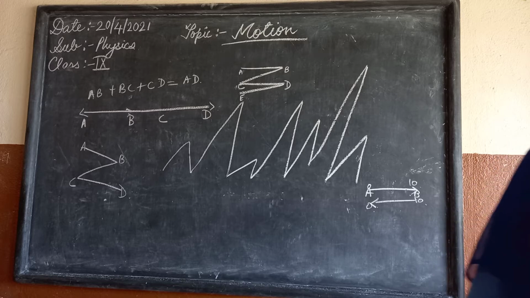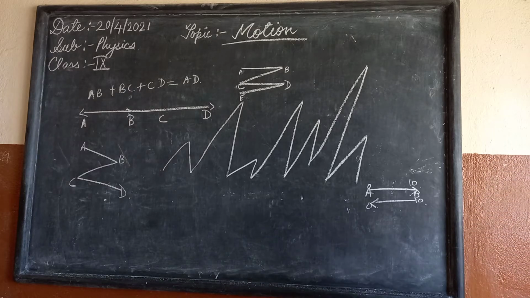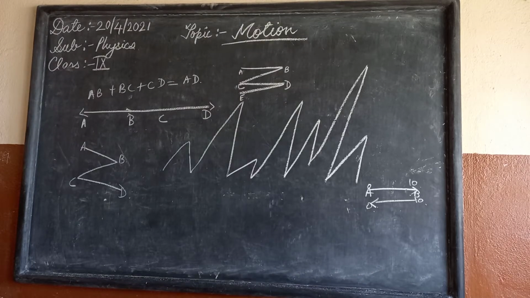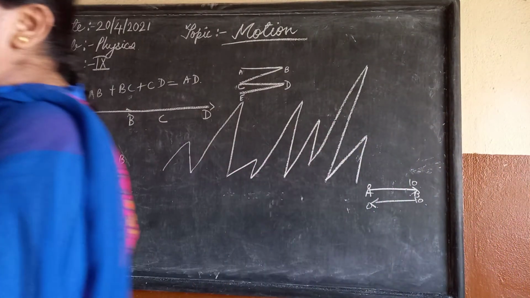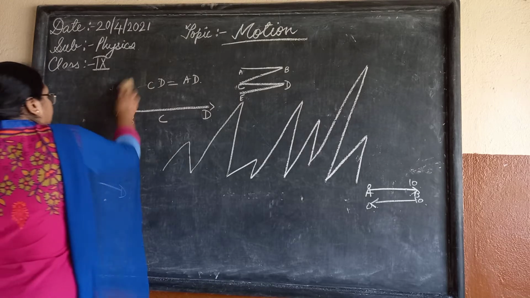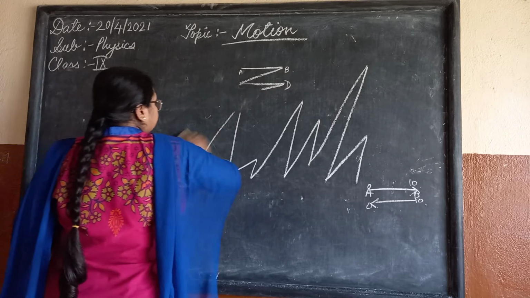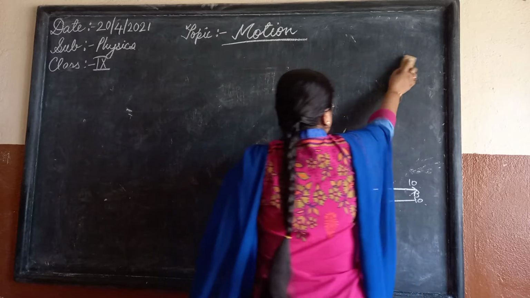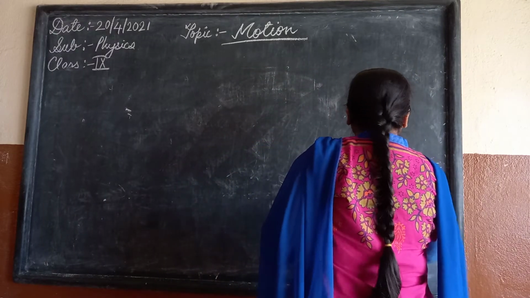So these two questions, you just solve them on your own. One I have told you: uniform motion and non-uniform motion. The next is uniform and non-uniform motion. Uniform and non-uniform motion will depend on the type of values which we are taking in a graph or in a day-to-day life activity.